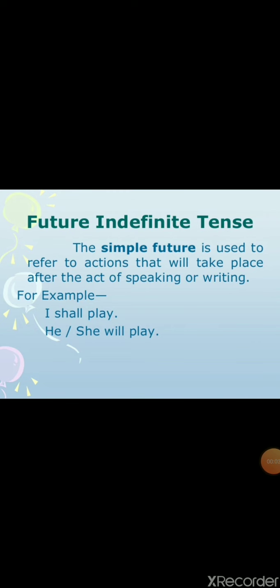Let us talk about the base form of the future indefinite tense. The simple future is used to refer to an action that will take place after the act of speaking or writing. Means now I am speaking but I will do it later. For example, I shall play, he, she will play. Okay, now look at that. There is no mechanism of using shall or will with the case, means the number. It is purely different. When you are sure it will happen, then you need to add only will.